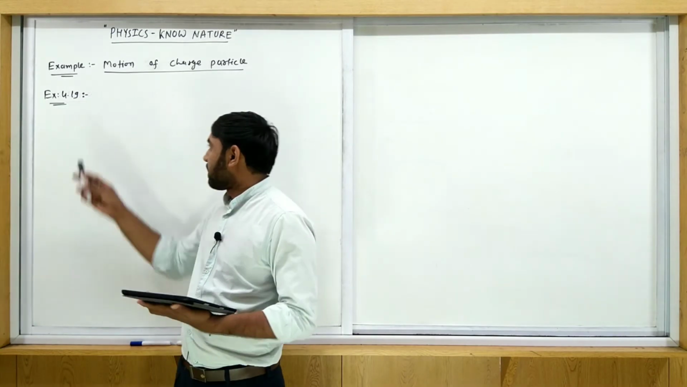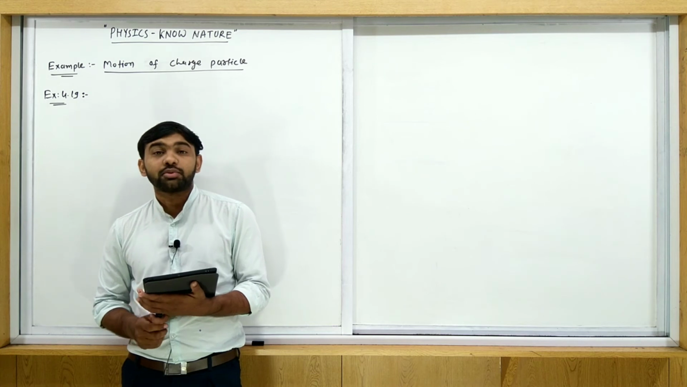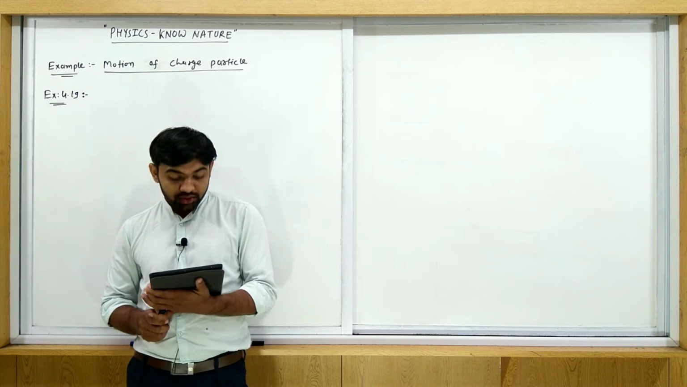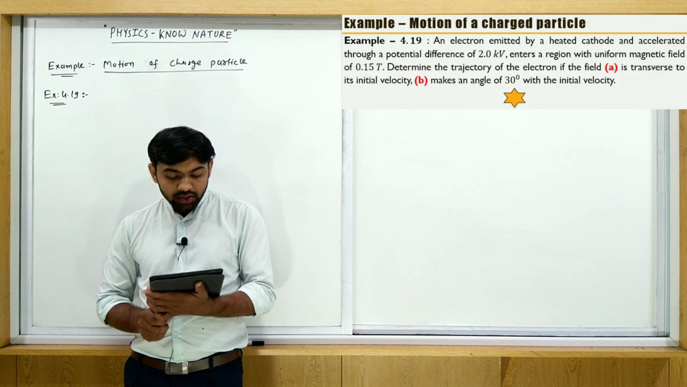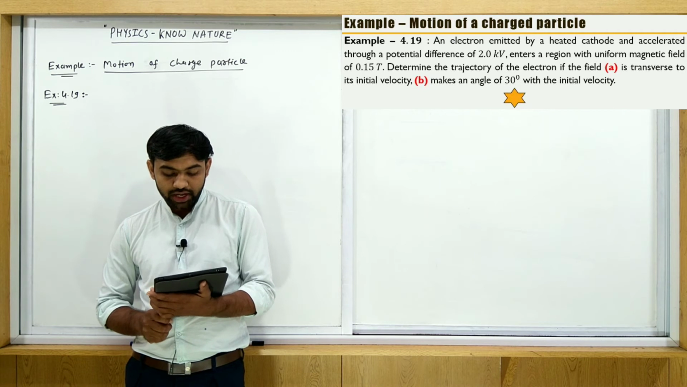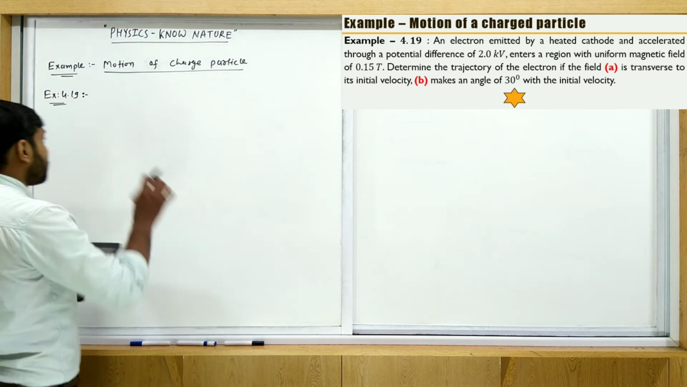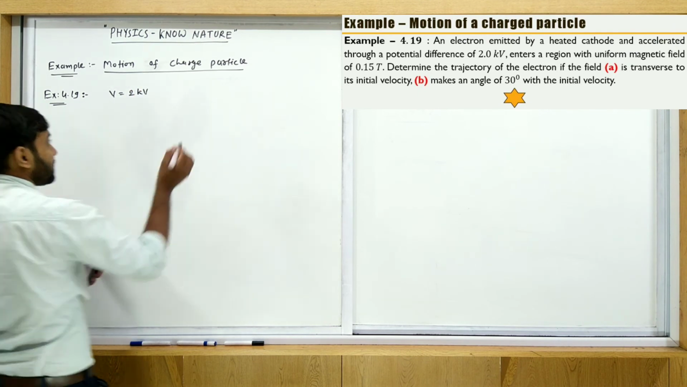Now come to the next example, example number 4.19 from the textbook exercise. This is from additional exercise, so this is not a part of the syllabus. Now what is the problem statement? An electron is emitted by the heated cathode and accelerated through the potential difference of 2 kilovolt. So potential difference is given to you. What is potential difference? 2 kilovolt means this type of situation.